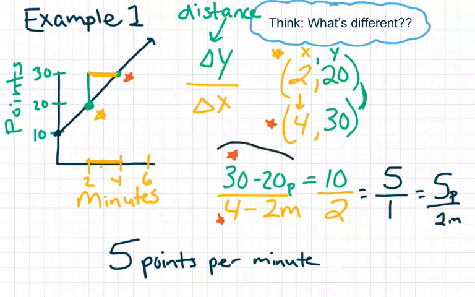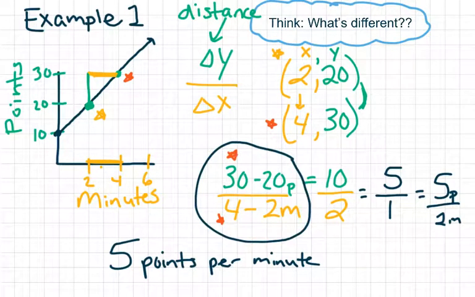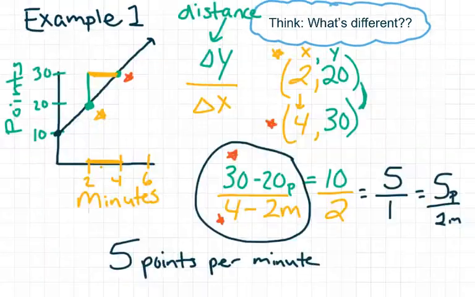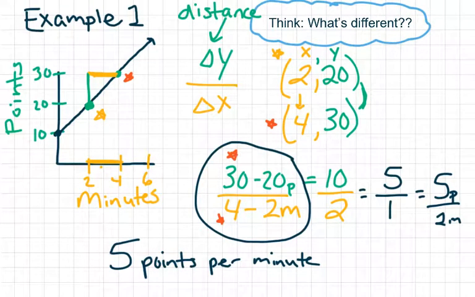So that is how we have to find it when the line is not on the origin. We have to use 2 of the points and find the distance between the y-axis and then divide that by the distance it moves on the x-axis. So the change in y divided by the change in x. Alright, so change in y divided by change in x. That's why we make these triangles, to show the movement, that it's going from 20 up to 30, and it's going from 2 over to 4 on the x-axis.